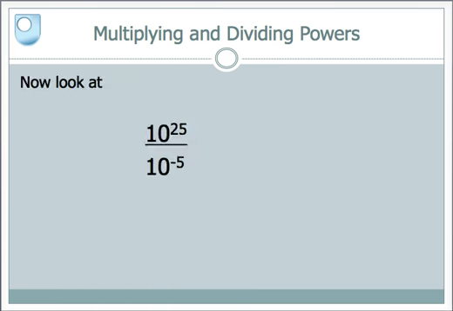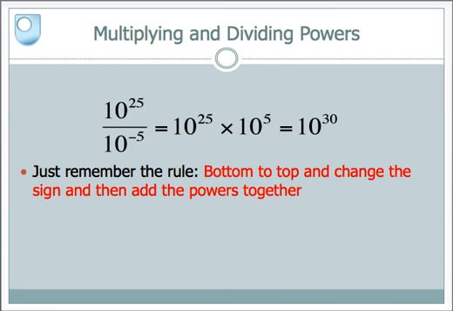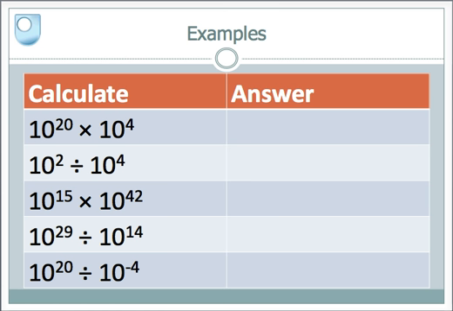Let's have a look at 10 to the power of 25 over 10 to the minus 5. Well, the same rule applies. When the number's on the bottom, it goes to the top and we change the sign. Now, again, we've just got two multiplications and therefore we add the powers of 10 together. So 10 to the 25 times 10 to the power of 5 gives me 10 to the power of 30. We just simply add the powers together.